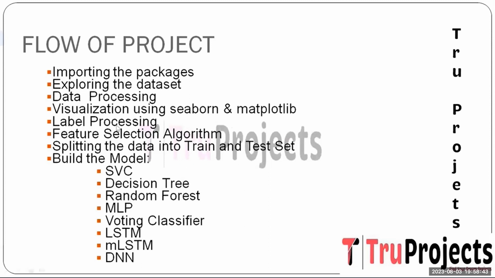And the next step is label processing. This step involves pre-processing the label or target variables, ensuring they are in a suitable format for training the machine learning model. And the next step is the feature selection algorithm. Various feature selection techniques are employed to identify and retain the most relevant and impactful features that contribute to the model performance, improving the efficiency and reducing the noise.